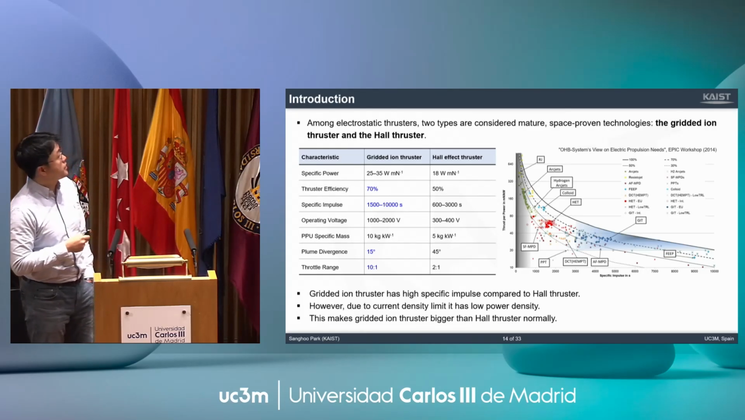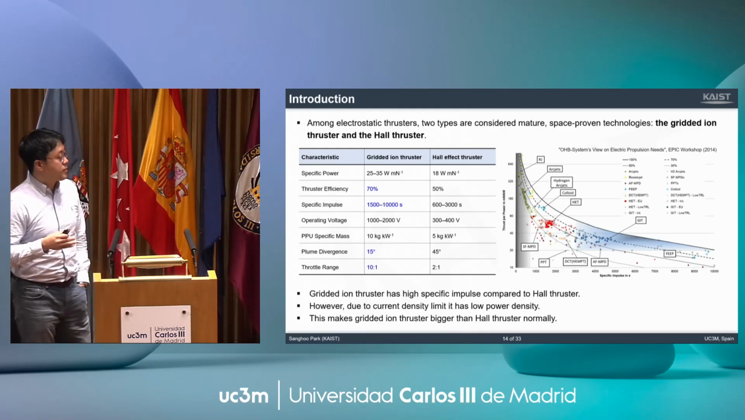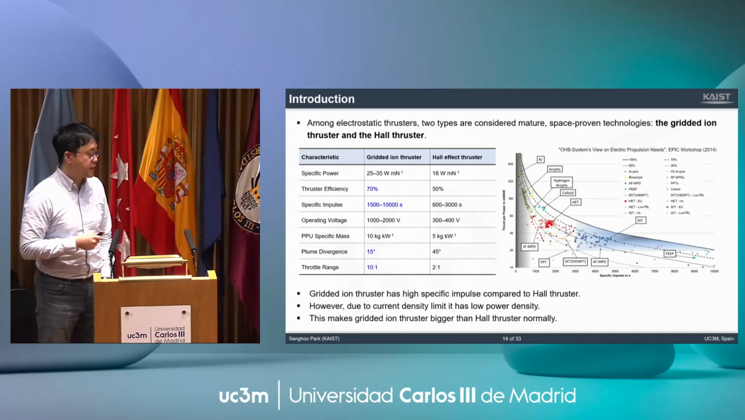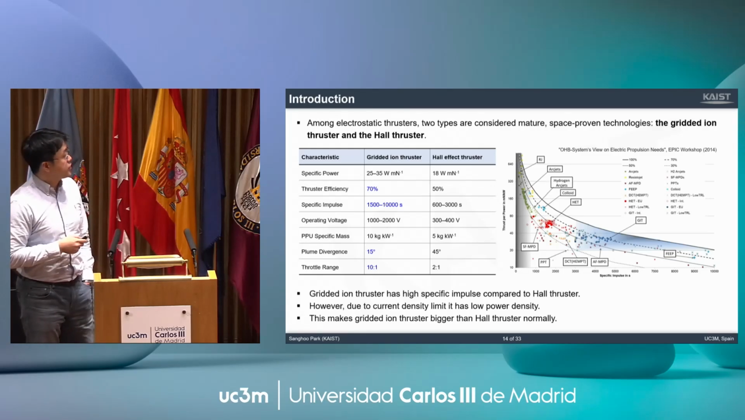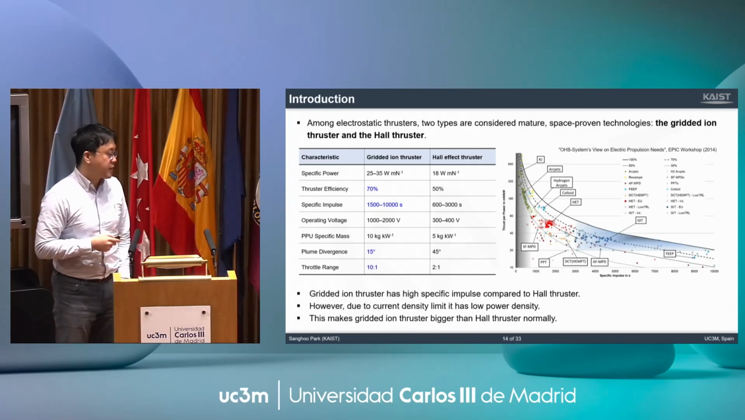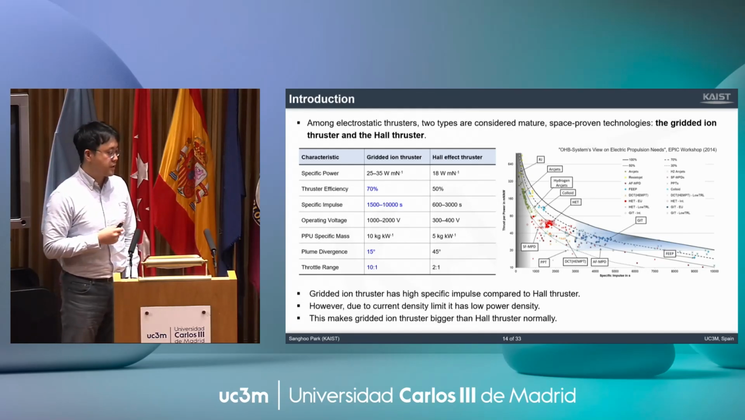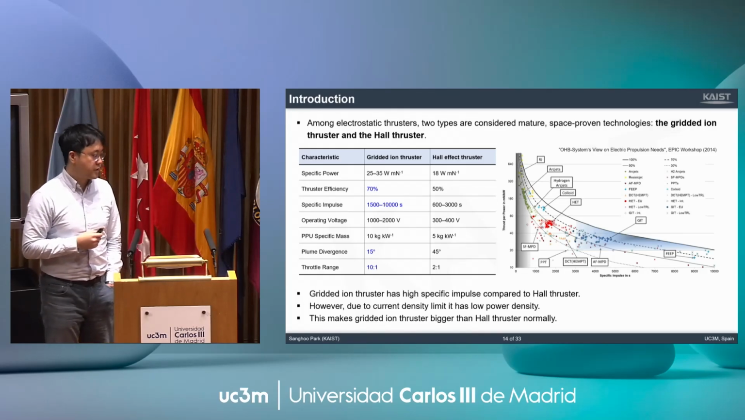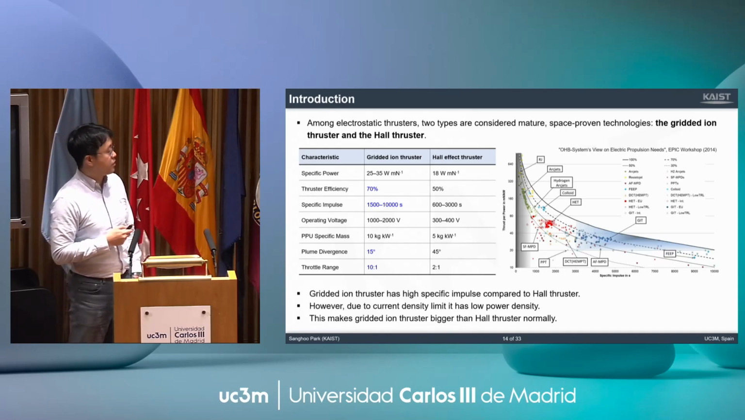And here I listed some special characteristics of the ion thruster and Hall thruster. Here you can see the gridded ion thruster has a very high specific impulse compared to the Hall effect thruster. So it is going to be used for very specialized space missions in Korea. We have some plans for the future. However, as you know, because of the current density limit in the grid system, it naturally has a very low power density compared to other electric propulsion technologies. This normally makes the gridded ion thruster bigger than the Hall thruster.